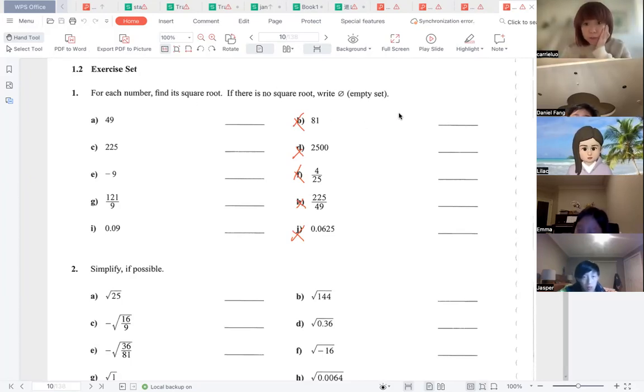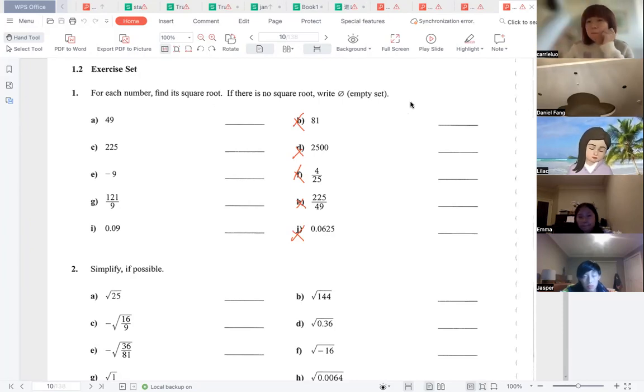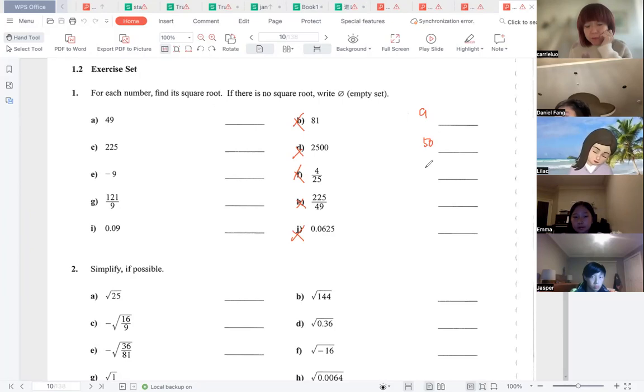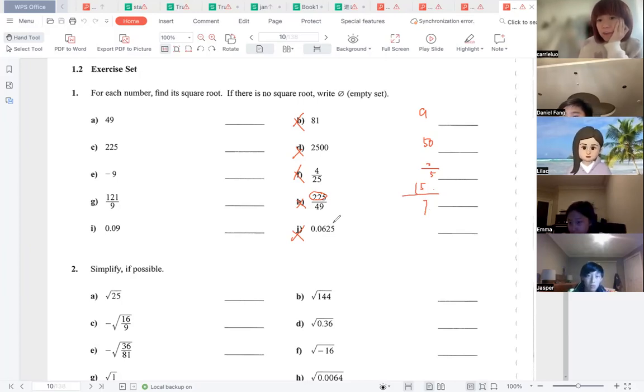Okay, everybody, let's take a look at the first one. The square root of 81, very easy. Who can give me the answer, Lilac? 9. Very good. And Emma, the square root of 2,500. 50. Very good. Emma, another question, 4 over 25. 2 over 5, very good. Okay, next one, number H, Daniel. Empty set. What is empty set? 225 is a square number, which is 15 squared, and 49 is also a square number, which is 7. Oh, 15 over 7. Okay, number J, Jasper.